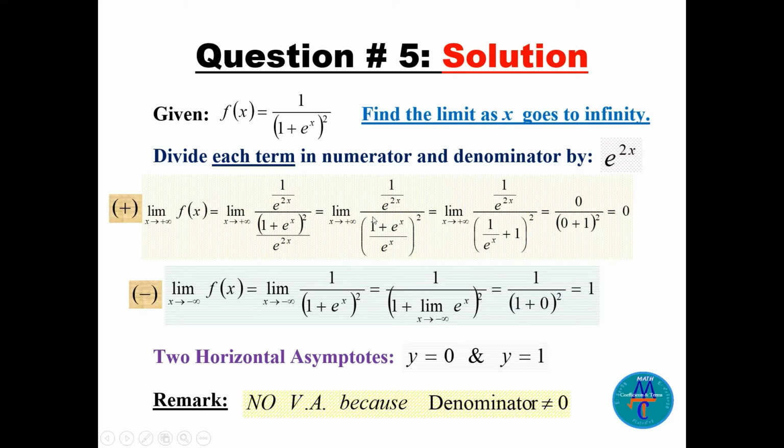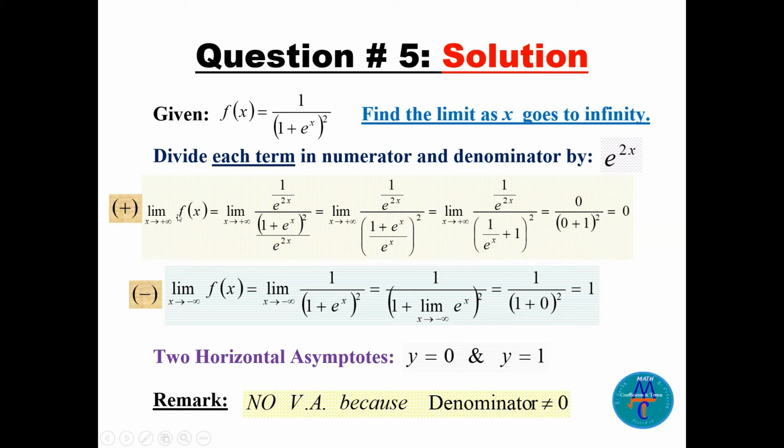So I can make 1 whole squared, (1 plus e to the power x) divided by e to the power x. Now I can split inside here. So it will be 1 over e to the power x, and then e to the power x over e to the power x, which is 1 here.